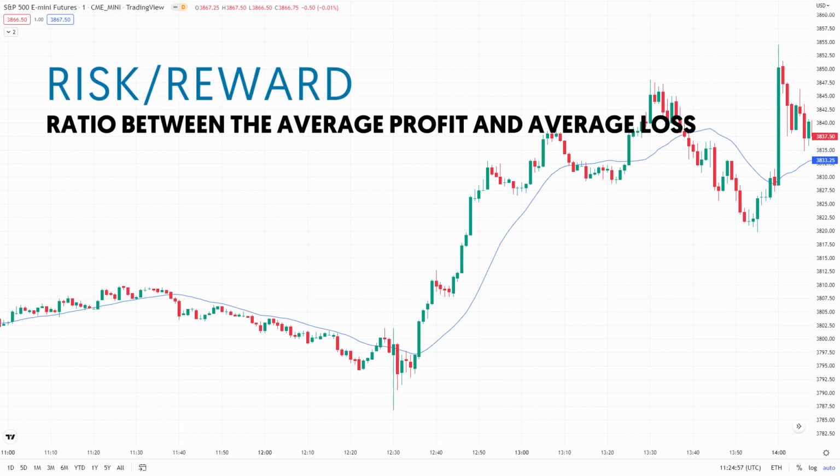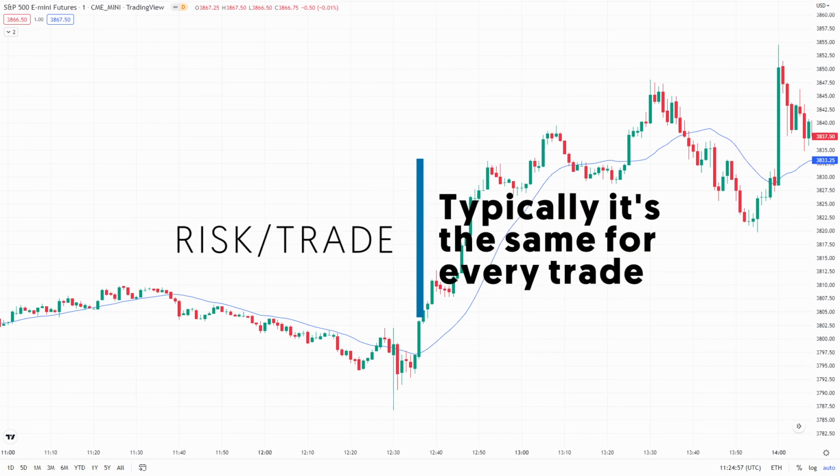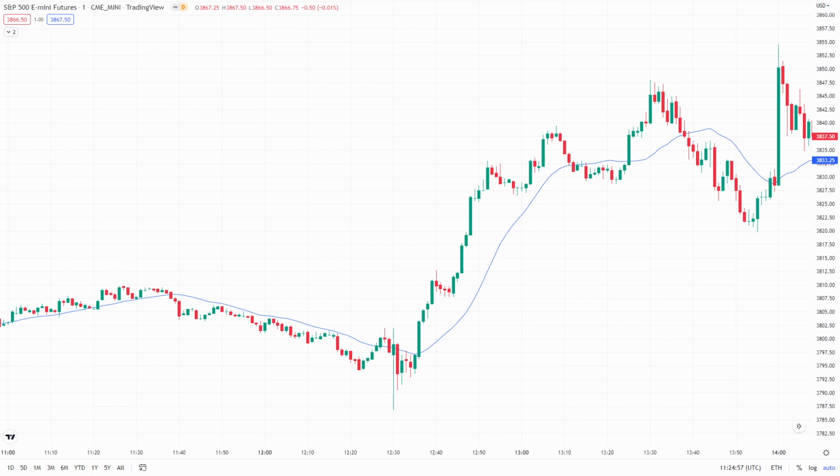Now, we also need to know how much do we win on average on a profitable trade, and how much do we lose when the trade goes against us. And this will be the second item that we need to know, and it's called the risk-reward of the strategy. Typically, for any particular trade, you should risk the same amount of money, a fixed percentage of your account. So let's say that you risk 1% of your account per trade.